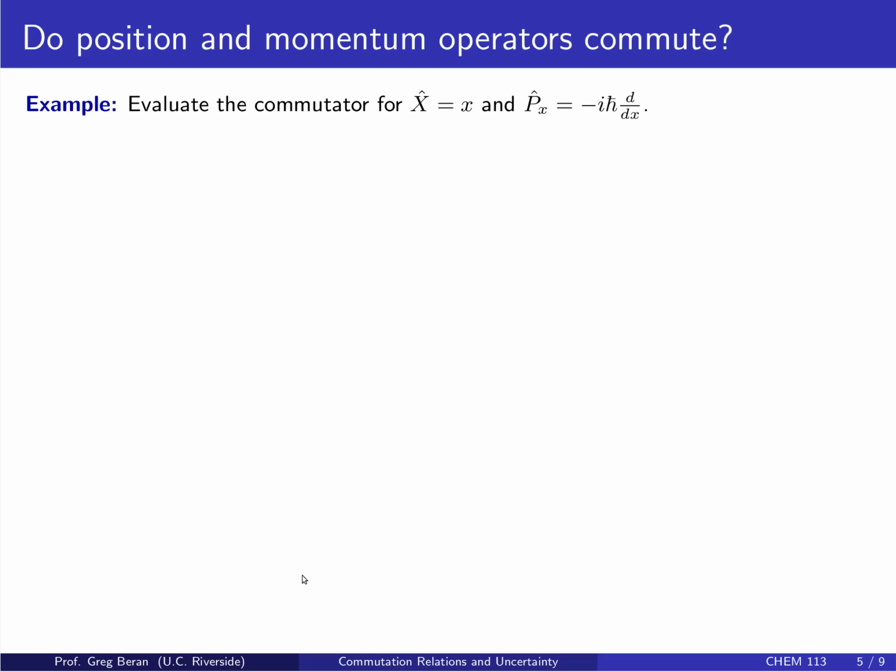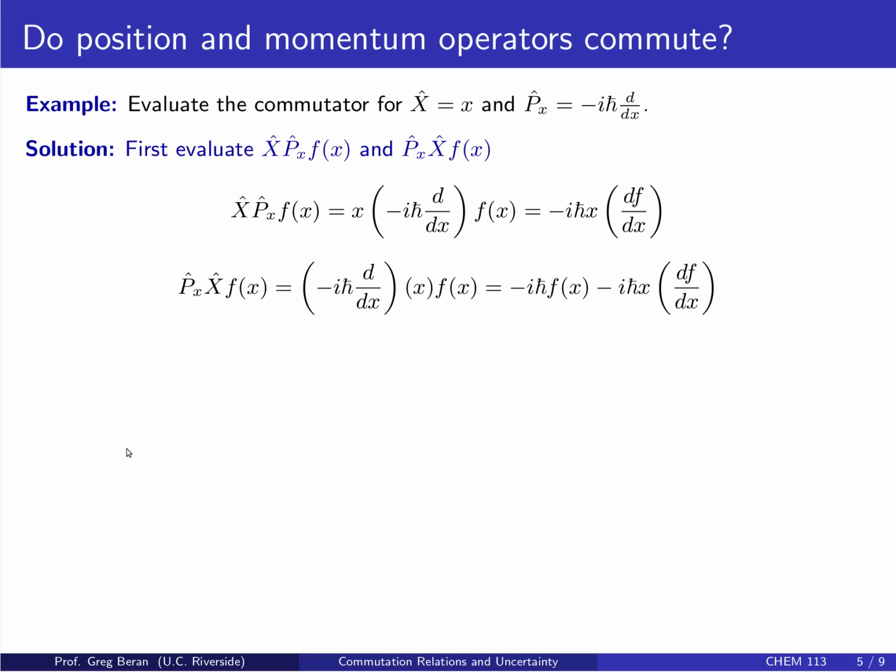Let's do one more example with the position and momentum operators. So we're going to evaluate the commutator for the position operator, x equals x, and the momentum operator, minus i h-bar d/dx. Why don't you pause the video and give it a try and see if you can work out what the commutator for these two operators is. Hit play when you're ready to hear the solution.